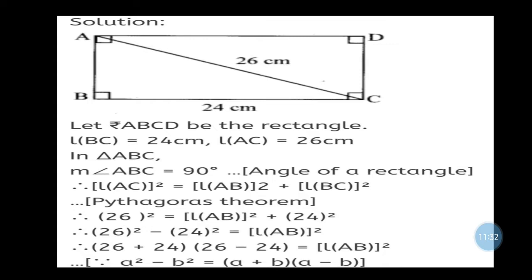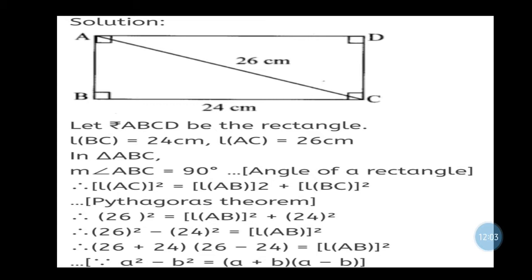ABCD is a rectangle. We are assuming BC as 24 because one side they have given as 24 and the diagonal is given as 26 centimeter. They are telling you to find the other side. So here we are supposed to find AB. Let's start. Let quadrilateral ABCD be the rectangle. Length BC is equal to 24 centimeter. Length AC is equal to 26 centimeter.